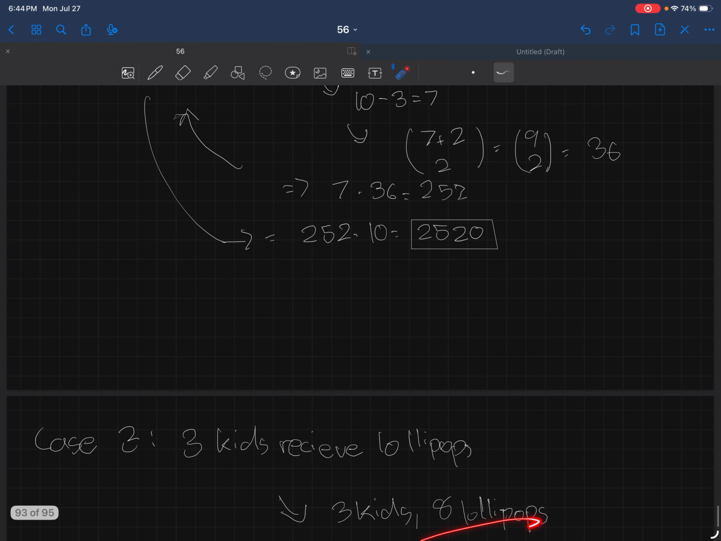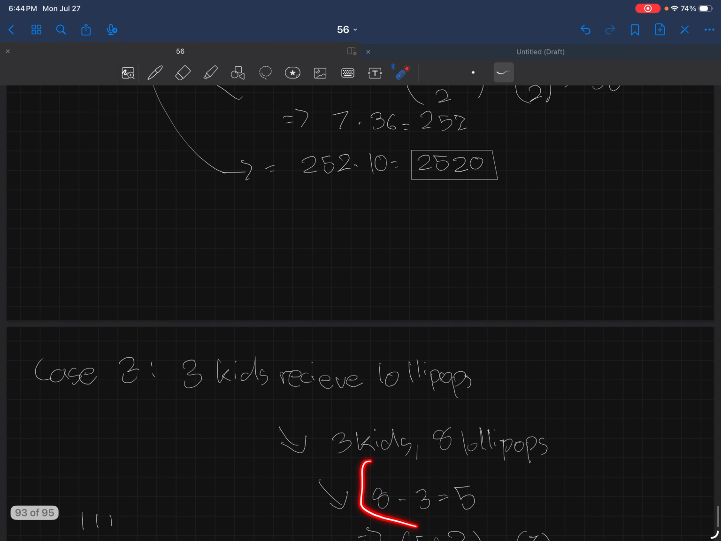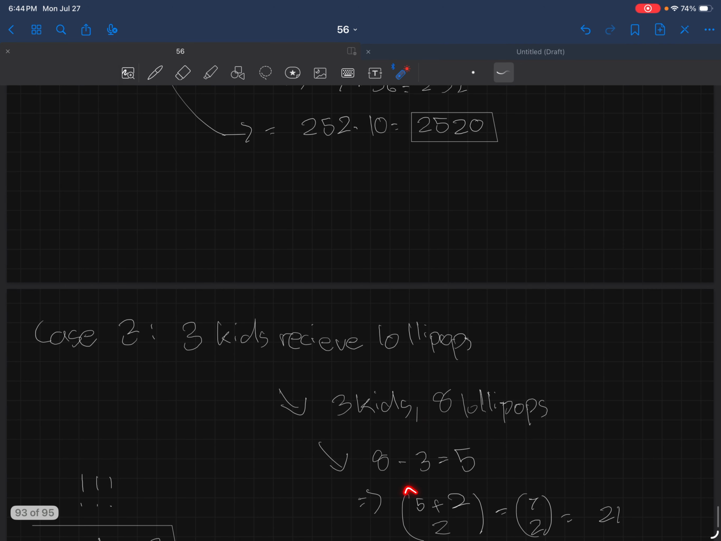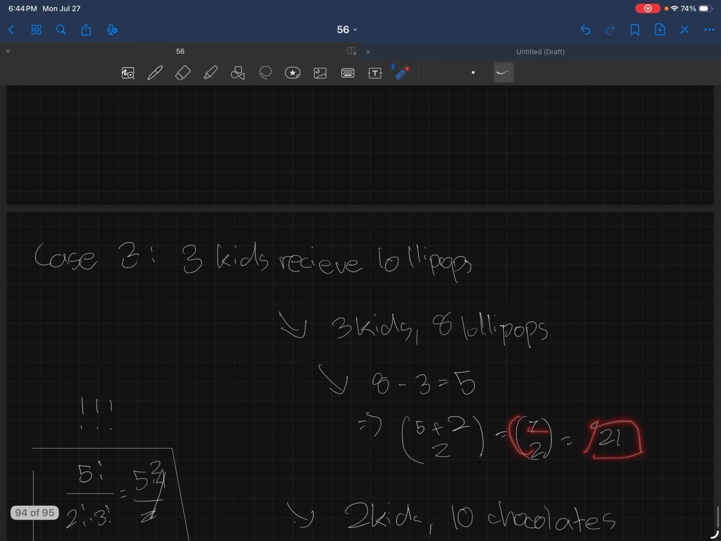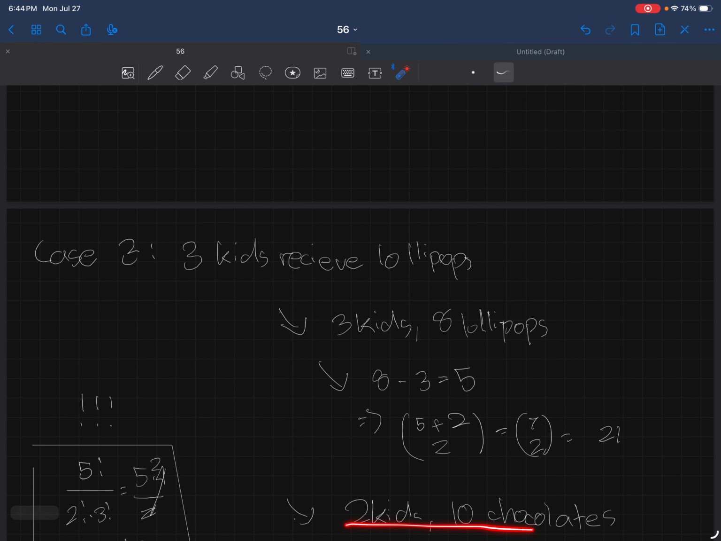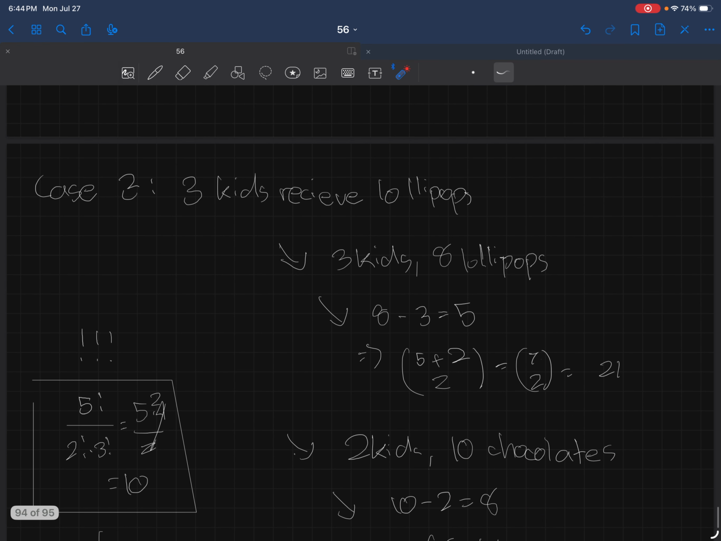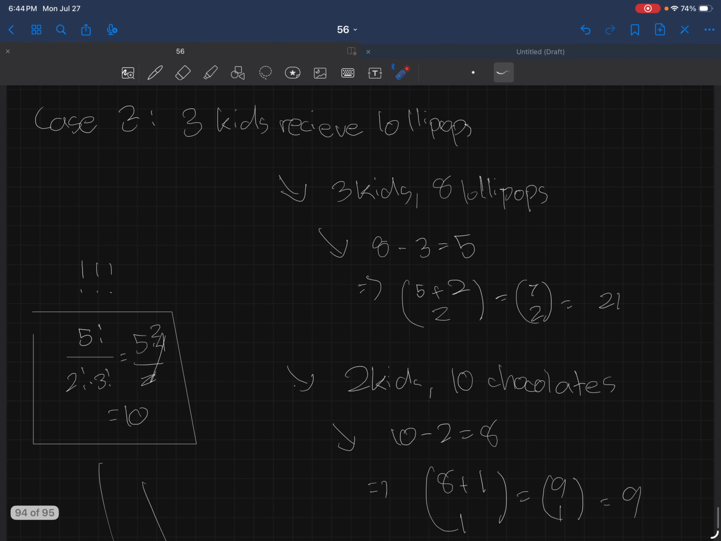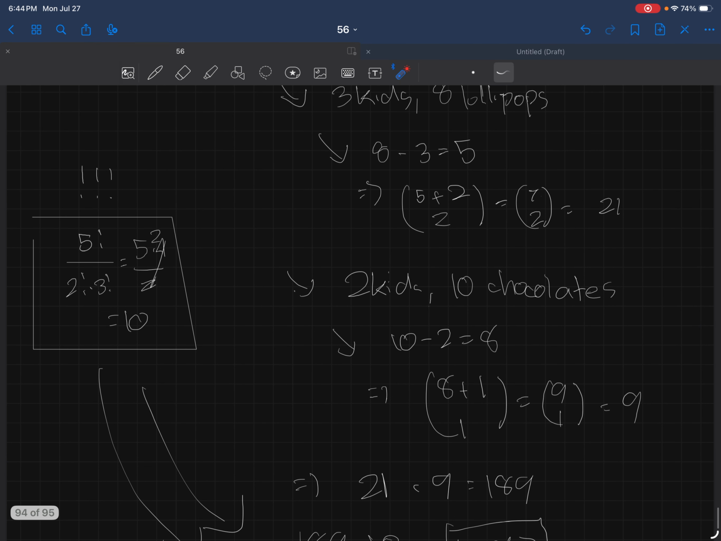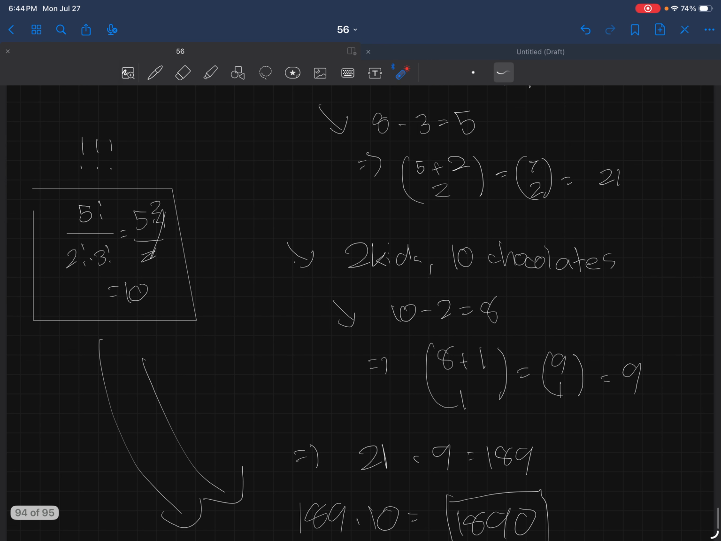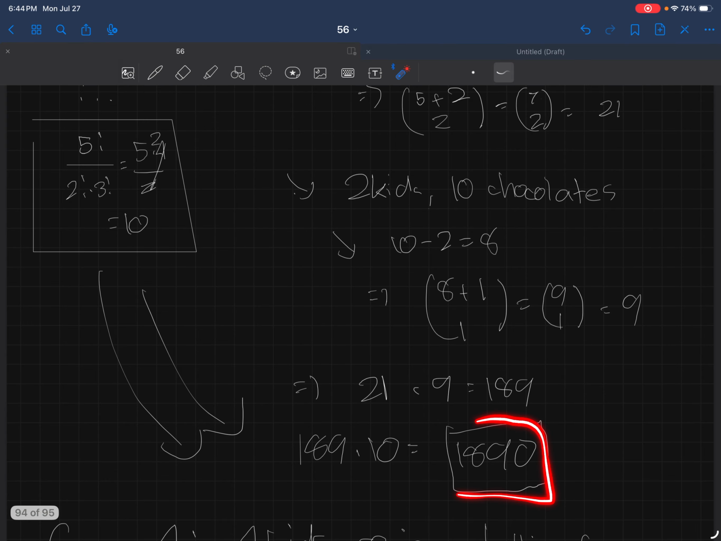Third case. 3 kids receive lollipops. Now we can just calculate 8 minus 3 equals 5. Then 5 plus 2 choose 2 equals 7 choose 2 equals 21. Now we have 2 kids and 10 chocolates. 10 minus 2 is 8. Then we have 8 plus 1 choose 1 equals 9 choose 1 equals 9. And then 21 times 9 is equal to 189. Again, I've done the calculation here. We multiply the number by 10. 189 by 10 gives us 1890.